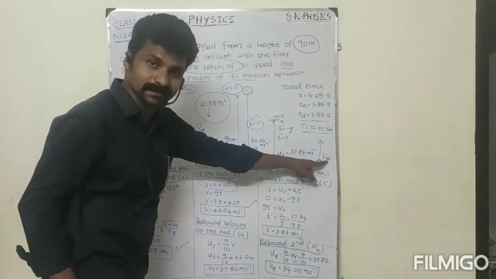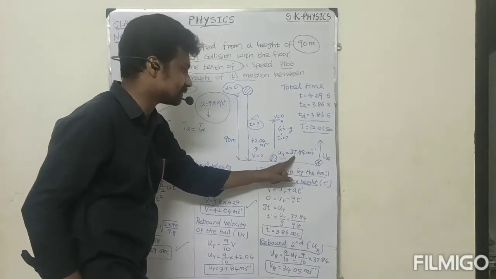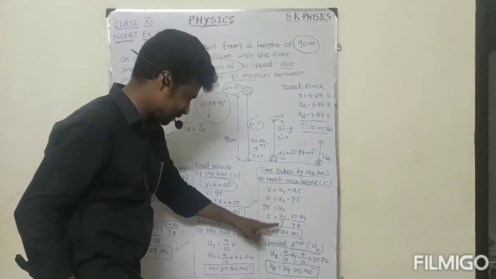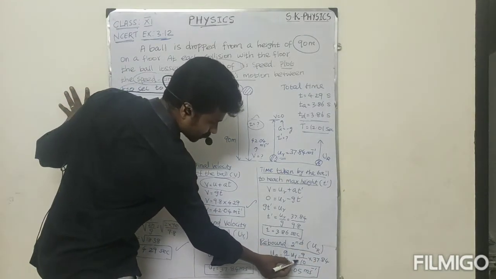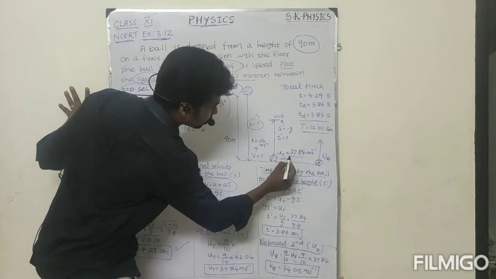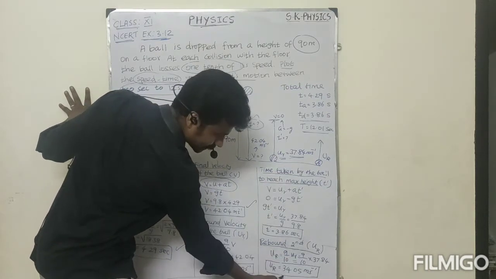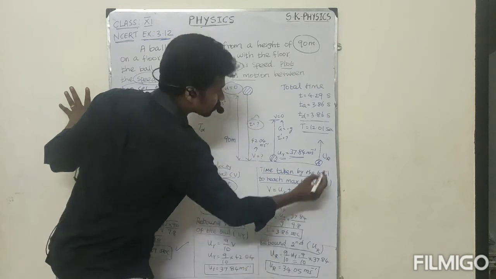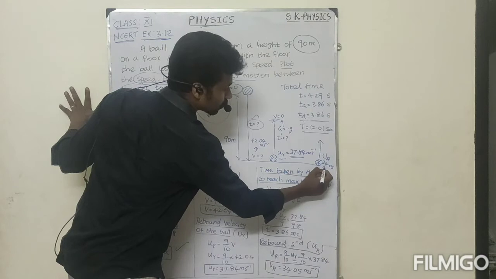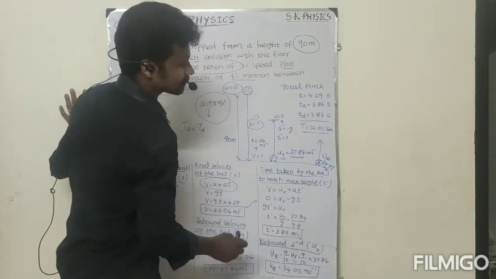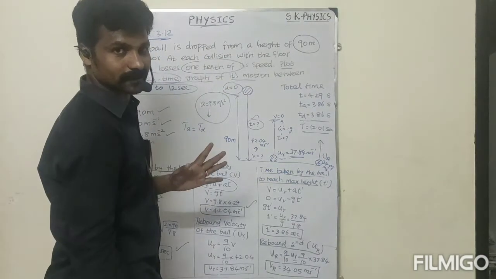Capital U is nothing but 90% of small u. So please note, capital U is equal to 9 by 10 of small u. So 9 by 10 of small u, 37.84, so I can write 34.05 meter per second. Okay.